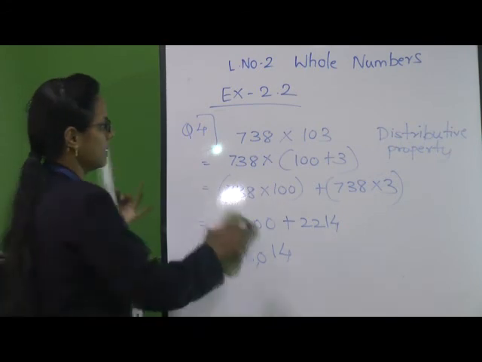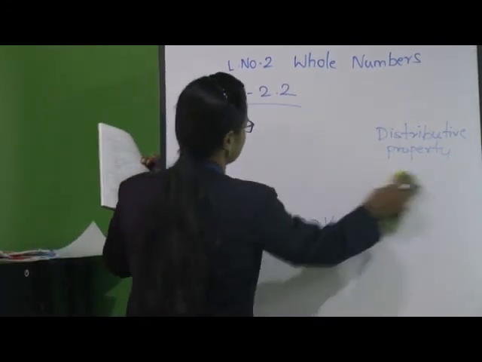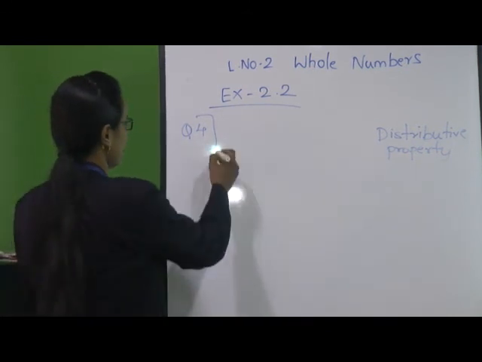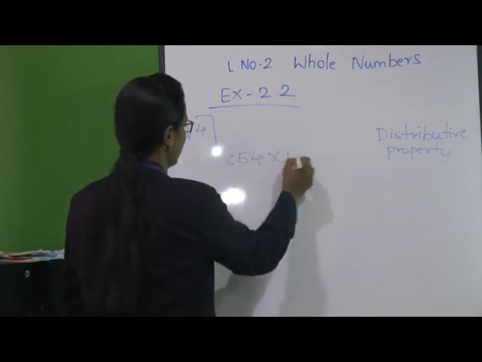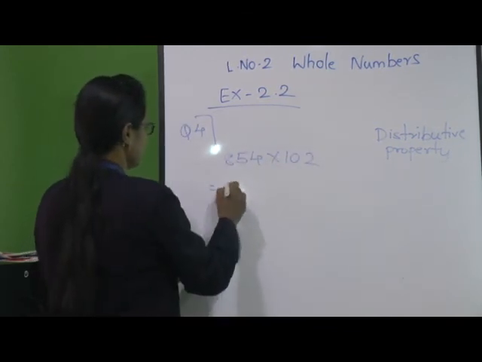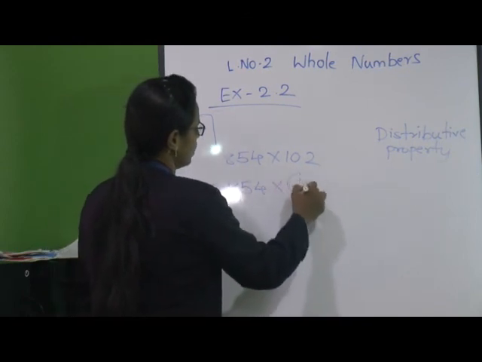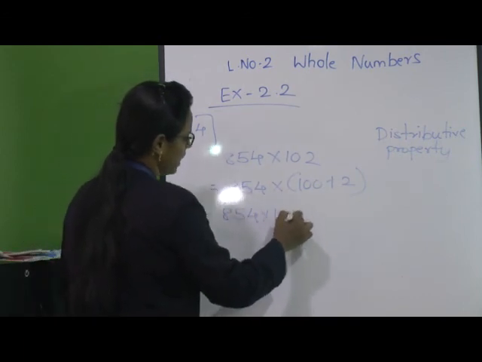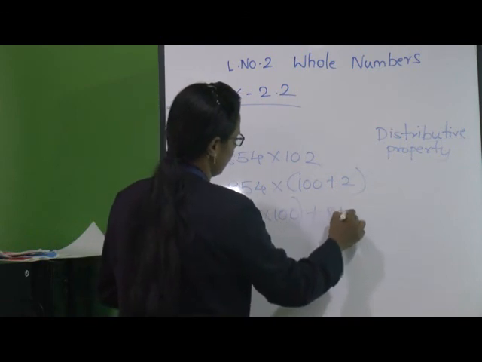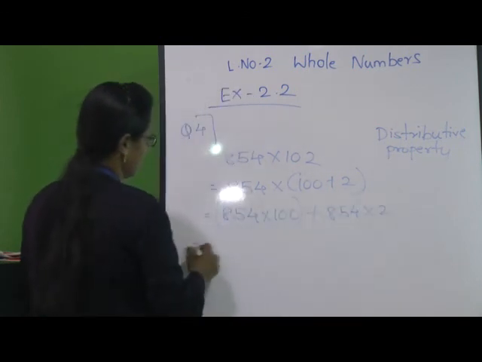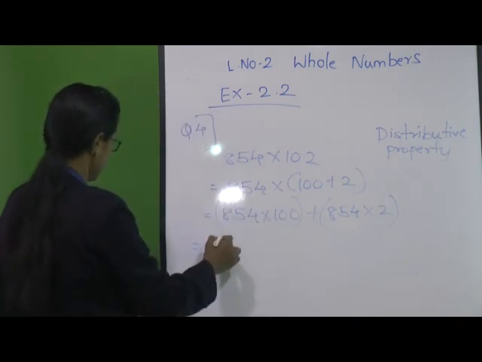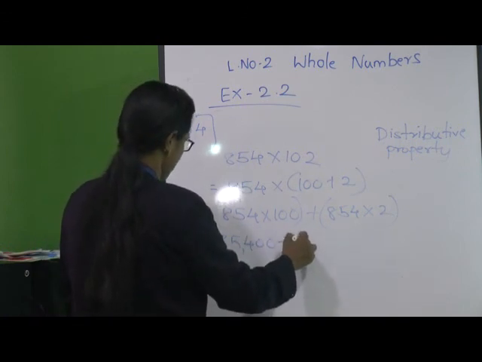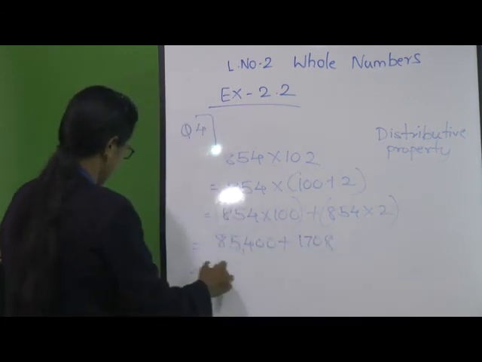One more example let us take. Now, you have to tell me which property we are going to use here. Okay. 854 into 102, 102 is divided into 100 plus 2. Let us take 854 into 100 in one bracket and 854 into 2 in other bracket. So, when we multiply this we got 85,400 and here 1,708 and when we add this we got 87,108.